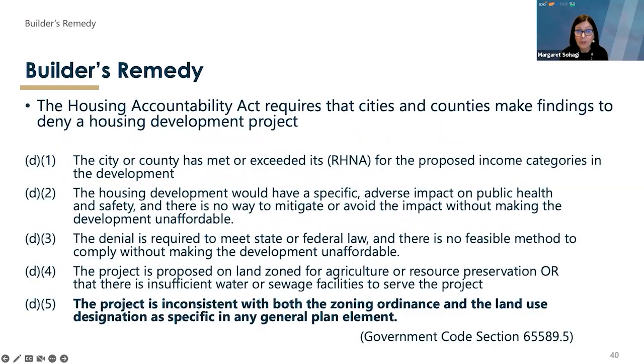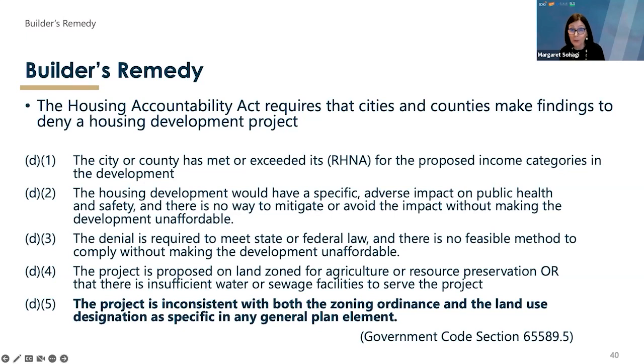If you could go to the next slide, I want to show you where this is encased within the Government Code section. It's the fifth finding. If you're going to deny a housing development project, you have to be able to make one of these five findings. If you don't have a housing element substantially compliant with state law, you are not going to be able to impose the consistency requirements from your zoning ordinance and your land use designations. You may have other grounds. These are four other grounds to deny a housing development project.